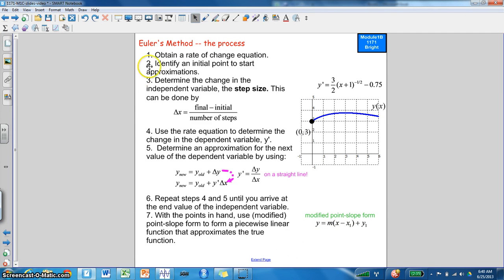Alright, so that's an overview of Euler's method, and really once you get going here, 1, 2, and 3 are all done for you essentially. You have to do a little calculation in 3, but then the main steps are in 4, 5, 6, and 7. Alright, so let's walk through an example.